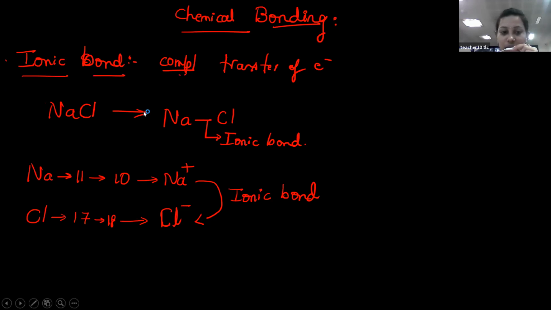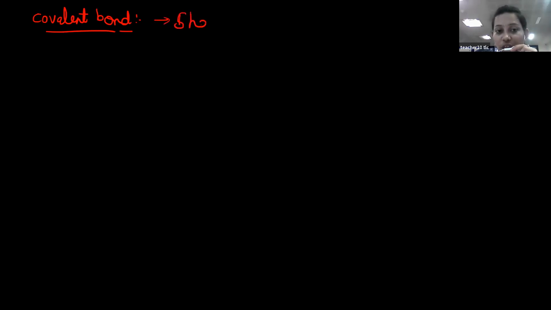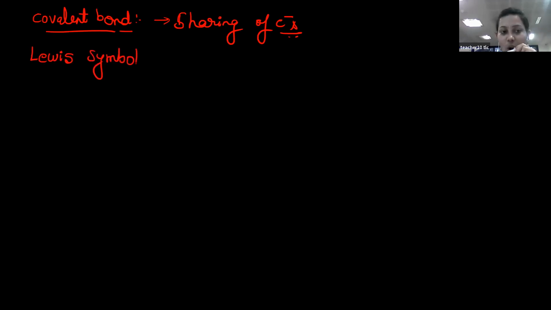Now, students, the next bond is the covalent bond. What do you mean by covalent bond? A covalent bond is formed by sharing of electrons. Here you have to concentrate on the Lewis dot symbol. I have explained this in volume 1. Correct? Do you remember?